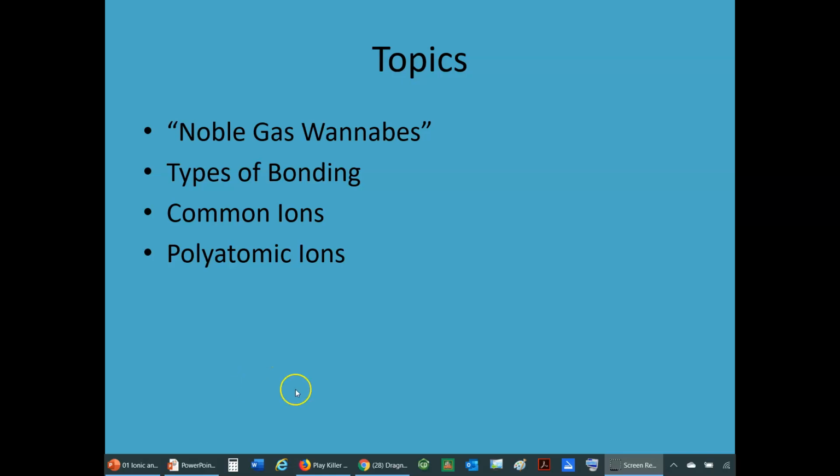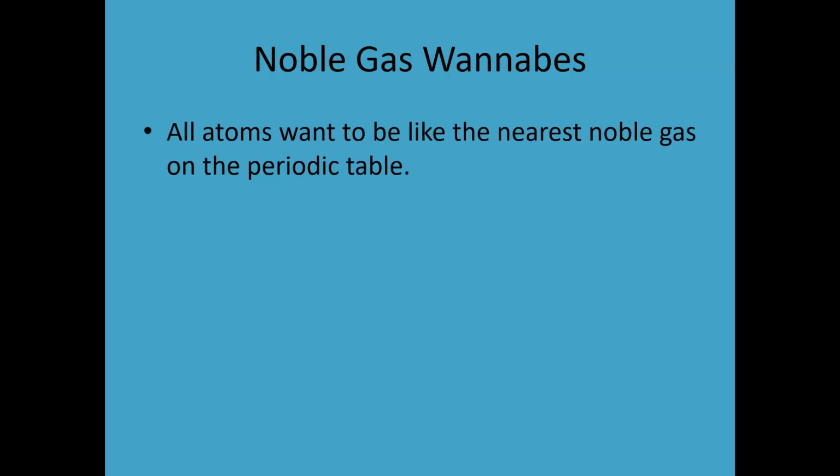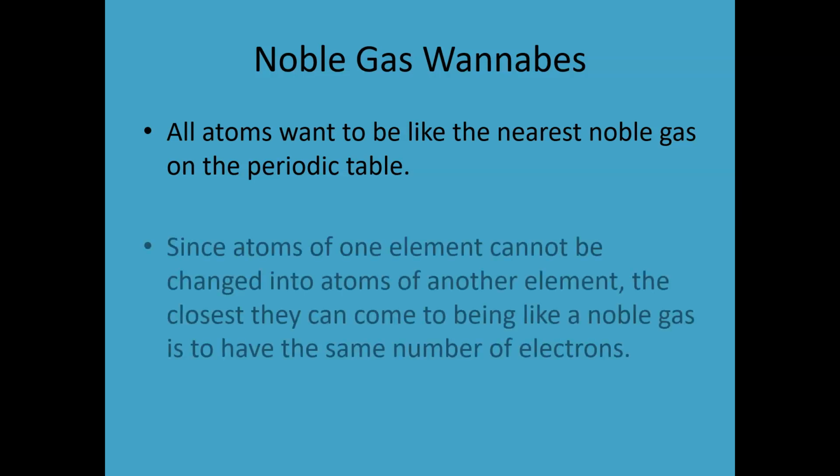So let's talk about noble gas wannabes. I kind of came up with that term. Basically, what I'm trying to say when I say noble gas wannabes is that more or less every element on the periodic table wants to be like the nearest noble gas. And we'll talk about the why of that in a little bit more detail later on.